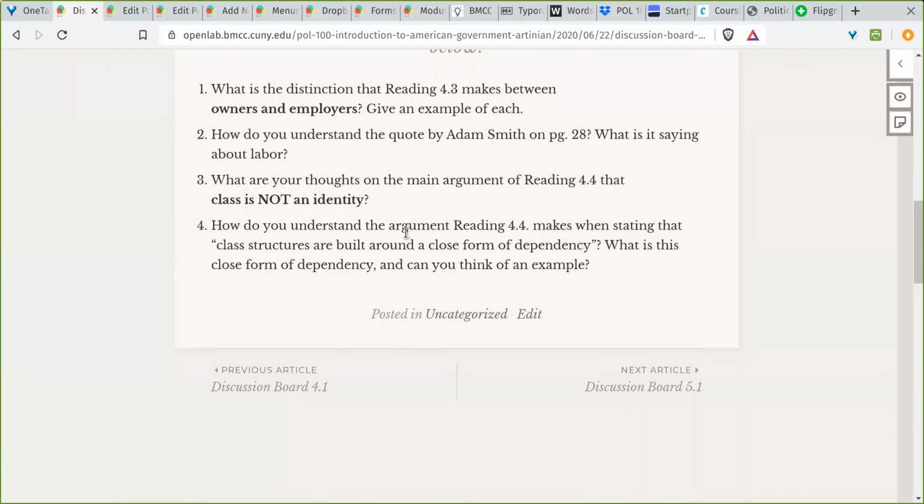Lastly, question 4. How do you understand the argument that reading 4.4 makes when stating that, quote, class structures are built around a close form of dependency? This word dependency. What is this close form of dependency, and can you think of an example? I'll give you a hint. It has to do with the relationship between a worker and the boss, or the worker and the owners of the company. The relationship between a Starbucks barista who goes to work for Starbucks Corporation and makes the drinks that then are sold to the customers of Starbucks. What's the relationship between that barista and the owners of Starbucks?